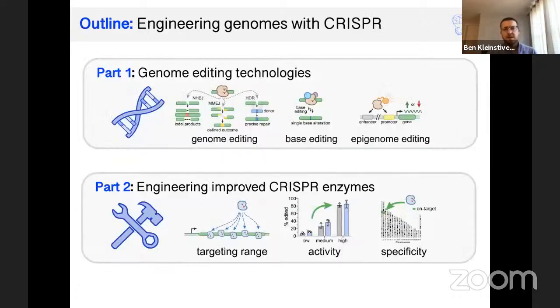So as an outline of what I hope to accomplish today, I'll give you a general background to genome engineering technologies, both nucleases and base editors and epigenome editing technologies. And then in the second half of the talk, I will tell you about some of the protein engineering work that we've done, either through structure-guided molecular engineering or through directed evolution, to make CRISPR enzymes that have improved properties to make them more useful for research and potentially for therapeutic use.